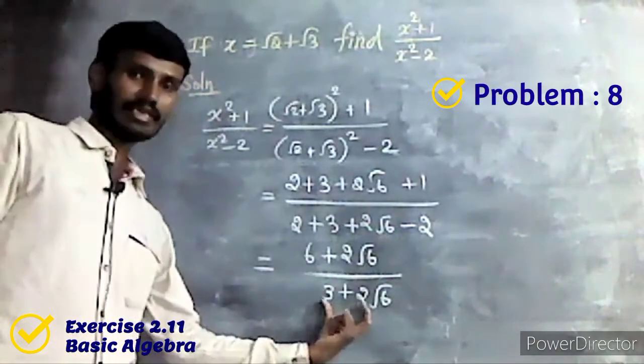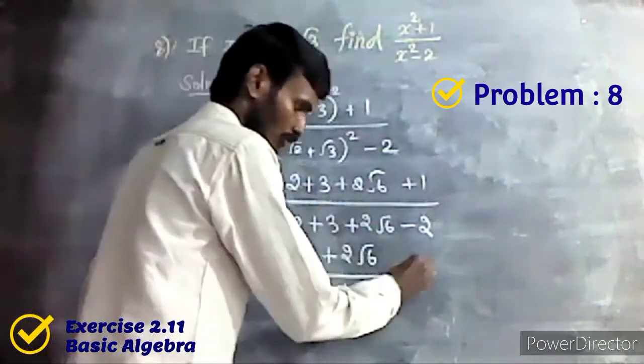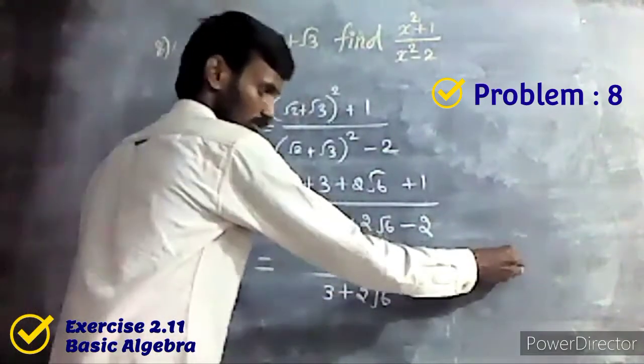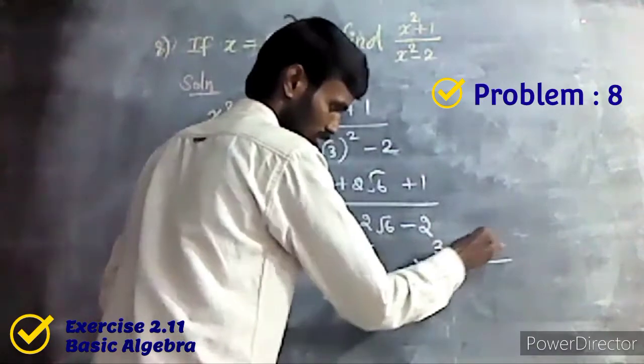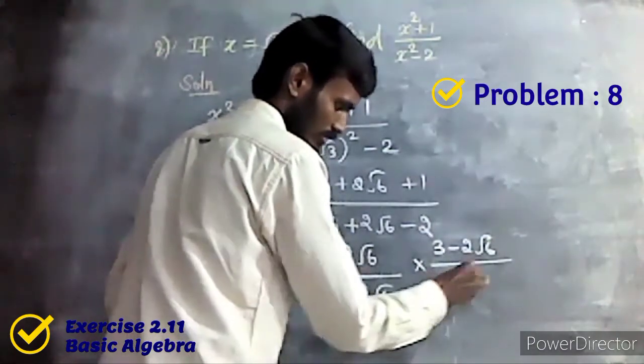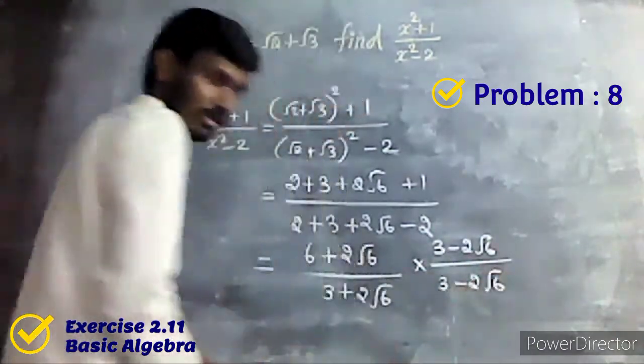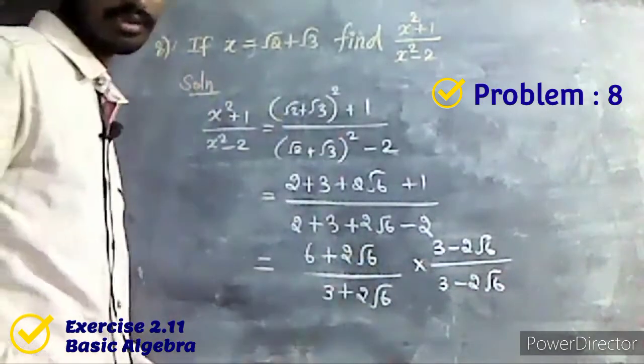Next, you want to take the conjugate of the denominator, multiply and divide. Therefore, into 3 plus 2 root 6 will be now 3 minus 2 root 6. Here also 3 minus 2 root 6. Next, normal multiplication to find the answer. So, next step.